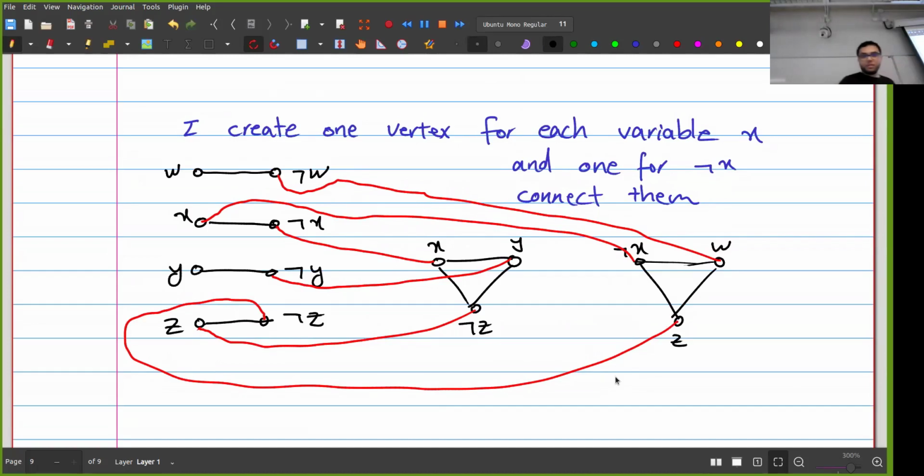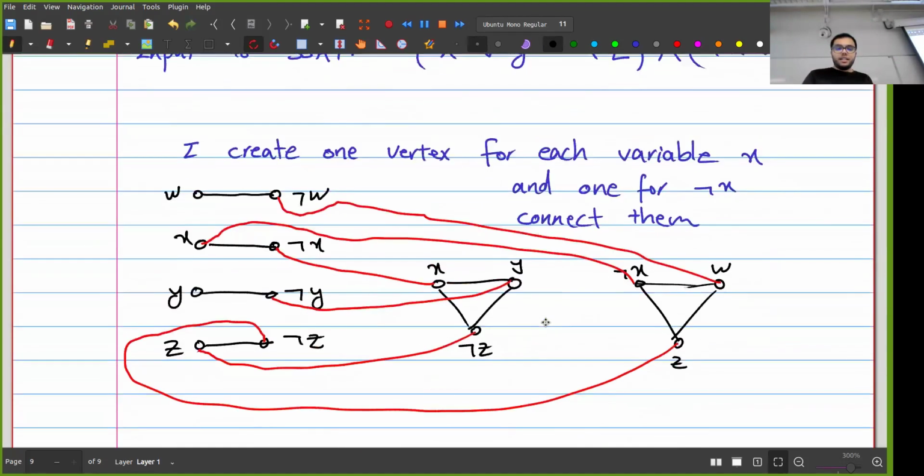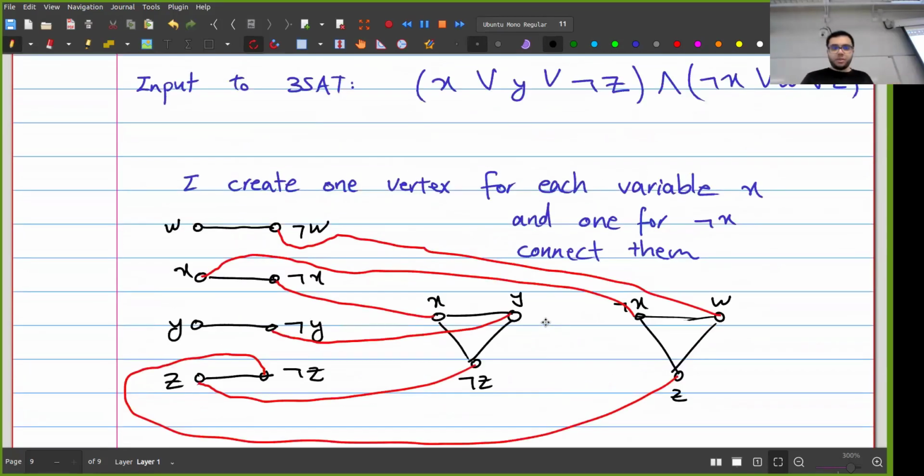So the next thing is that I have to say it preserves the answer. So if the answer for the original 3-SAT instance or input is yes, then the answer for the independent set should be yes as well. And if it's no, it should be no here as well. So suppose that the original 3-SAT instance is satisfiable. So the answer is yes.